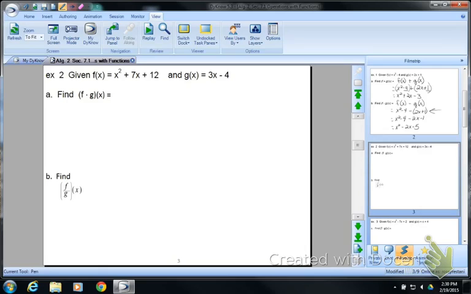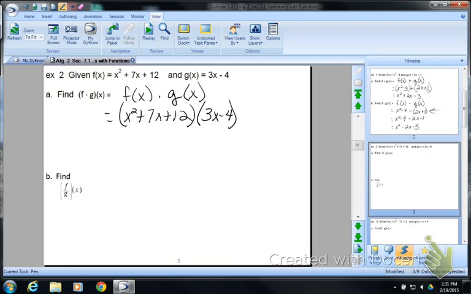Example 2, you're given f of x is equal to x squared plus 7x plus 12, and g of x is equal to 3x minus 4. So f times g of x, what do you think that means? F of x times g of x. And f of x is x squared plus 7x plus 12. And then we're going to have to multiply that times g of x. And g of x is 3x minus 4. So what are we going to have to do here? Put everything in parentheses. And then we're going to have to multiply. And we know how to multiply a trinomial times a binomial.